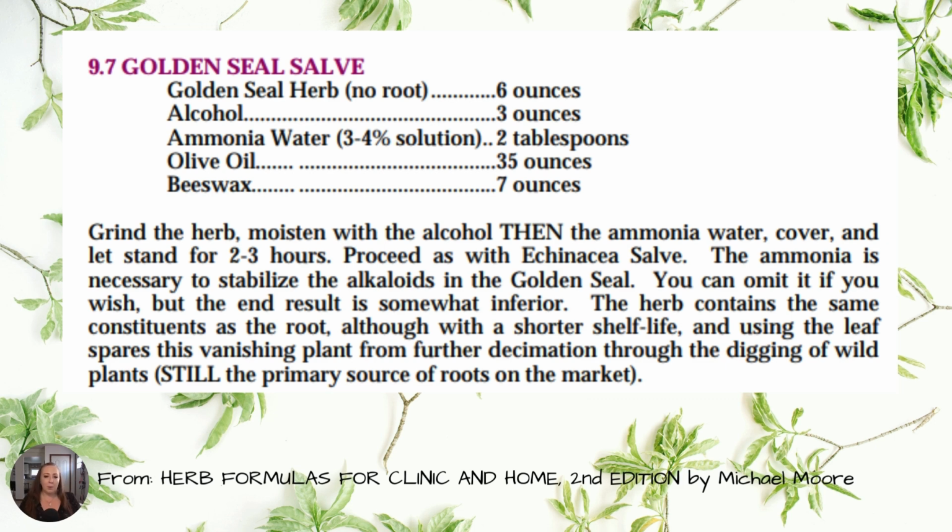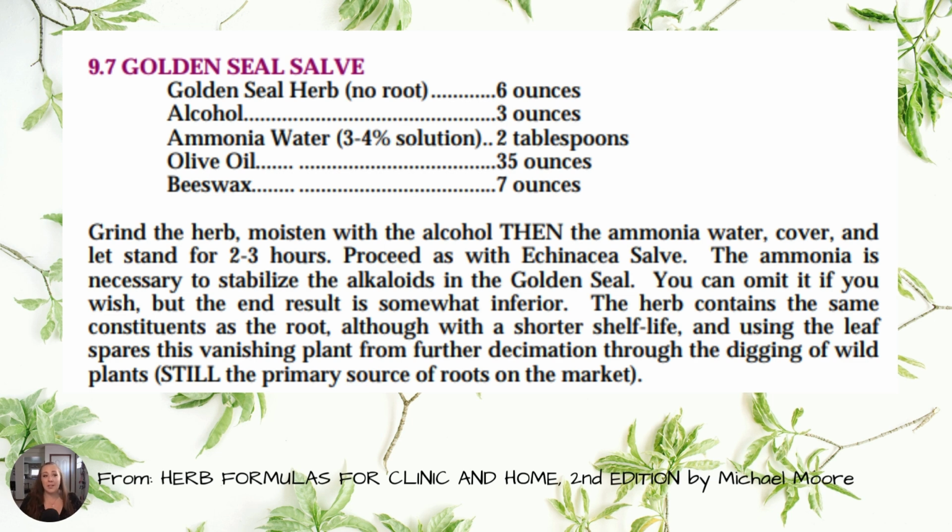So what we would want to do with our golden seal is grind it up and then moisten it with alcohol. I prefer to use a little spritzer bottle for everything, but it does give you more control rather than just dumping some alcohol on your herbs. You would just want to spritz them with the alcohol, and then spritz with an ammonia water. This is going to help stabilize the alkaloid called berberine, which is found in golden seal.